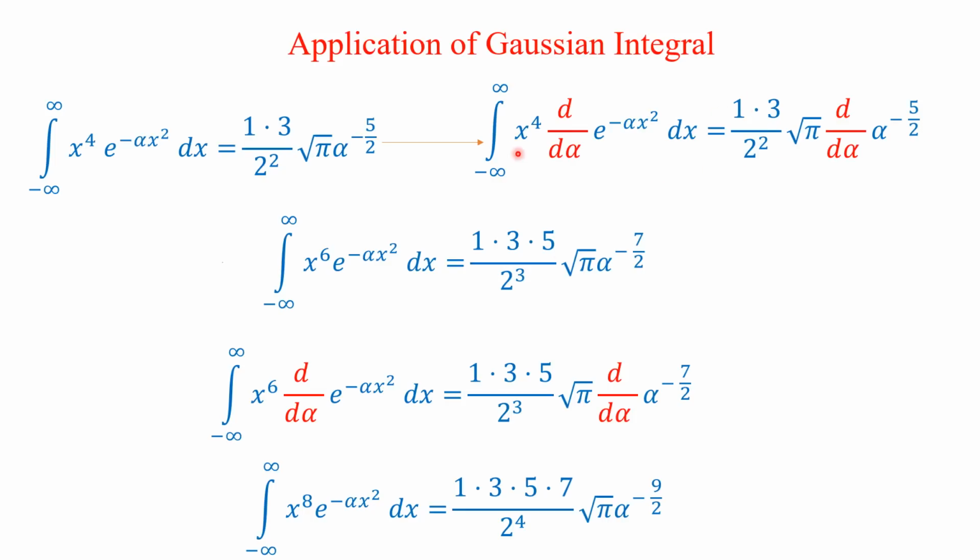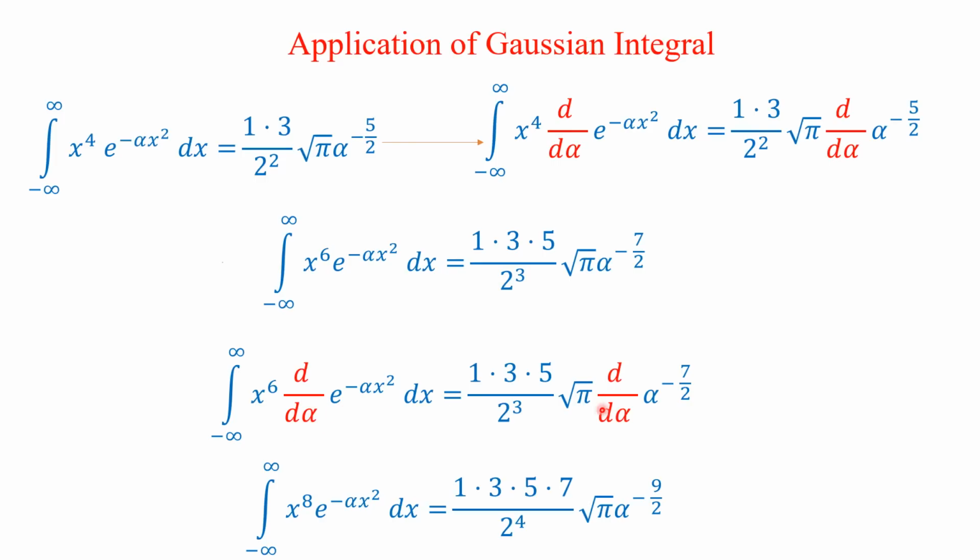Here we have 1 dot 3 dot 2 square. If you bring this here again, then pi by 2. So pi by 2, already 2 square is there, this will become 2 cube, and you are multiplying this by 5. So 1 dot 3 dot 5 divided by 2 cube, then square root of pi as usual, and alpha power minus 7 by 2.